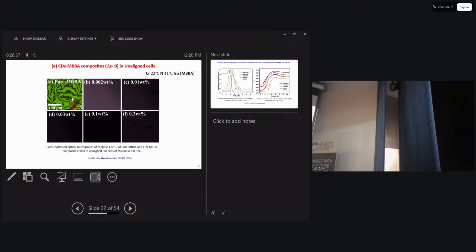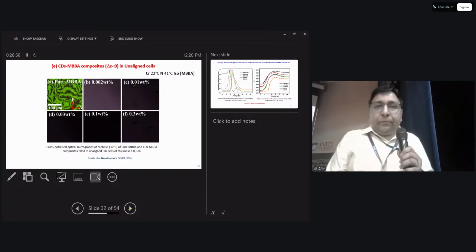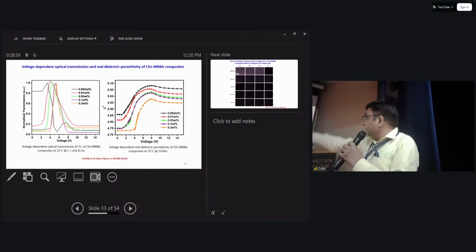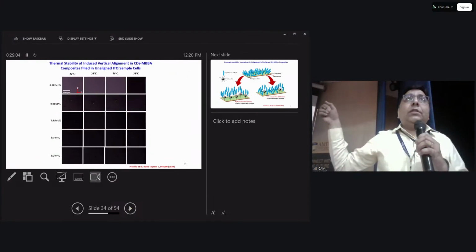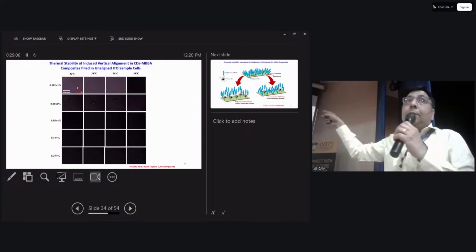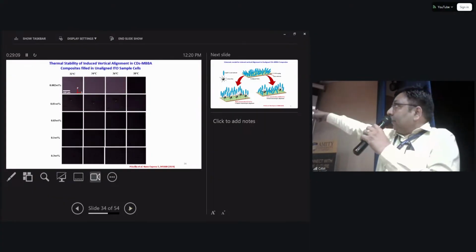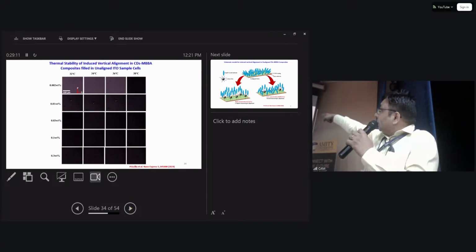So with no alignment, we get this. But can you think we added only this much, 0.002%? It starts changing the alignment from unaligned to trying to become vertical. And of course at 0.01 this becomes a fully vertical state. So the carbon dots have the capability to induce this kind of alignment, which is very much useful. This was confirmed by the VT graph and then dielectric permittivity results. This slide shows again the stability of the induced alignment. That shows that this induced alignment remains uniform throughout the nematic phase.